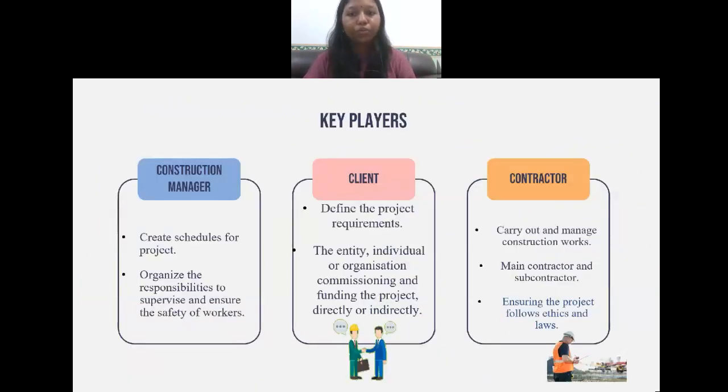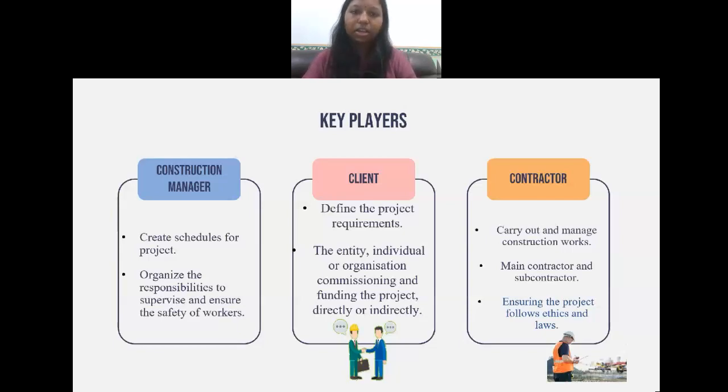Now we will move into key players. Key players are the most important people in the organization, which means they are most important in every action of the construction project. First is the construction manager. Obviously, the manager creates schedules for a project and organizes the responsibility to supervise and ensure the safety of workers. The safety of workers is more important.